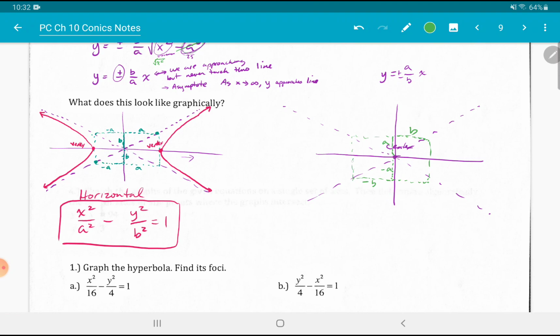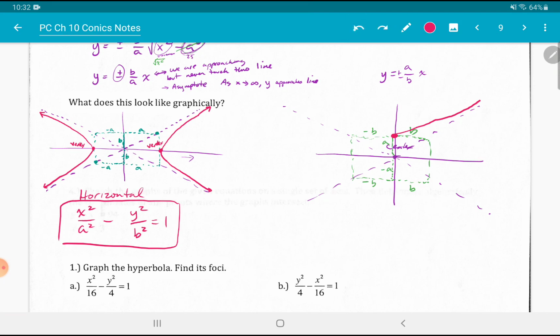So you basically create another rectangle, just like that. Okay, so these are values of b and negative b, and then up here we have a and negative a. Now, with a vertical hyperbola, our vertex is located here. So our vertex would make our hyperbola come up.